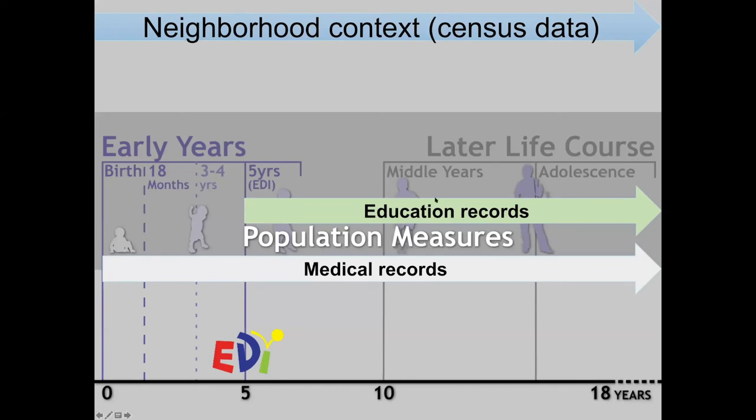What you see here in this slide is that we added education records to that linkage. So now we can look at grades, academic achievement, standardized achievement scores in the school setting. We can link those to medical records, health outcomes, and to the EDI scores, and of course the census data, which are linked at the aggregate neighborhood level.